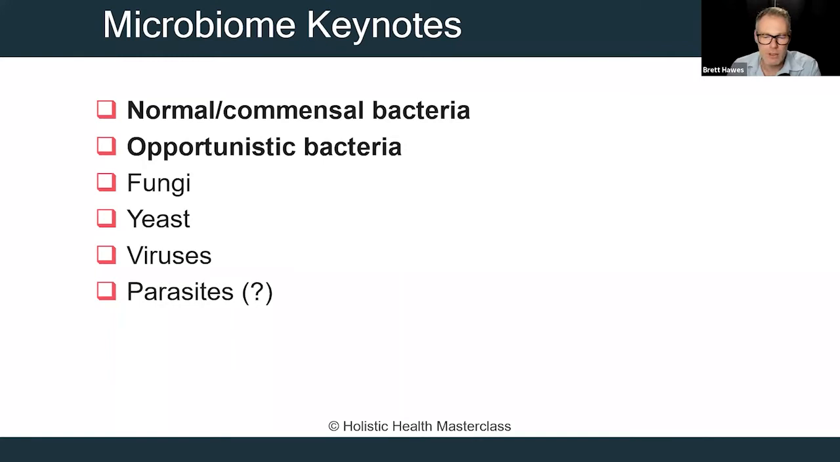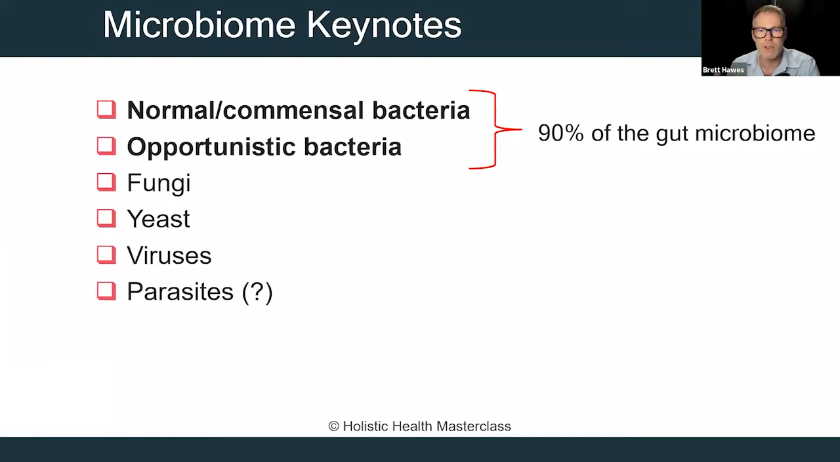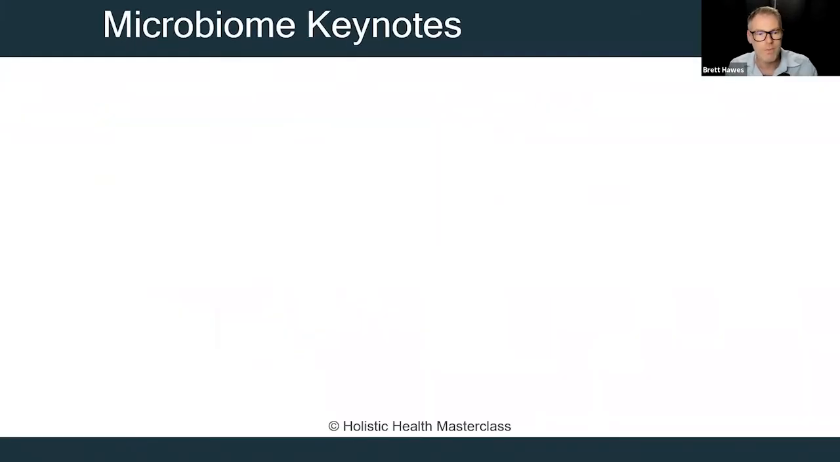What I've started seeing on stool tests now is parasites are being detected, but they're within the normal range, and they're not actually causing any problems at all. So I think there's a conversation to be had there, which is sort of outside the scope of what we're talking about tonight. However, 90% of the gut microbiome are made up of these normal or commensal bacteria and then opportunistic bacteria. And the problem really becomes, you know, when this whole web or symphony of organisms become unbalanced, right? And that's where problems start to sort of ensue.